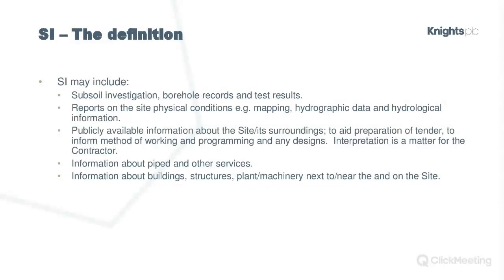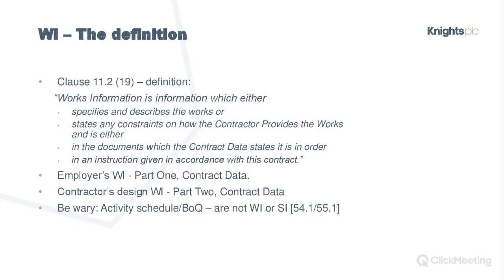So physical conditions of the site. Also, it may include publicly available information about the site and surroundings. I've not seen that very often personally in the contracts I've seen, but bear that in mind, because that is a risk that the party doing the work, contractor or subcontractor, does bear in the NEC contract. So all sorts of information about, particularly, what is under the ground, but the site generally.